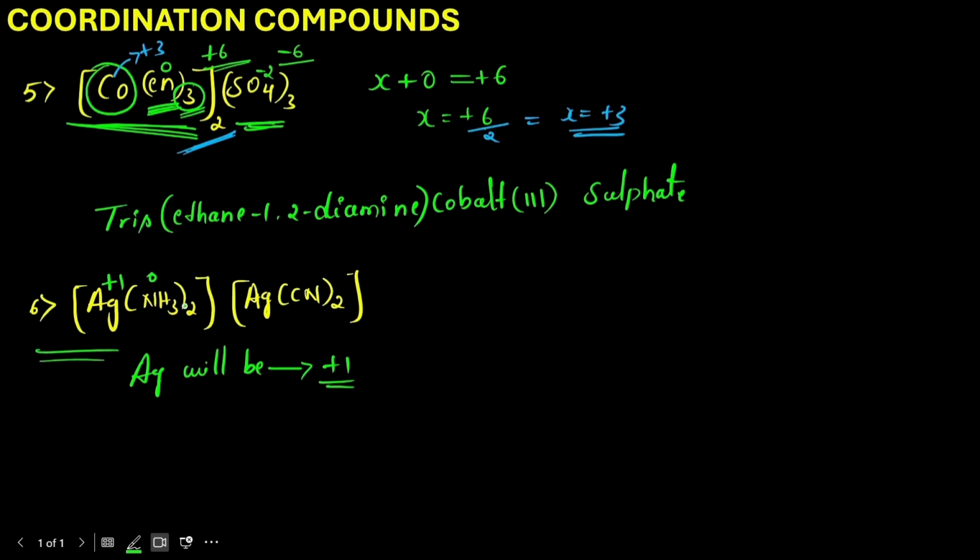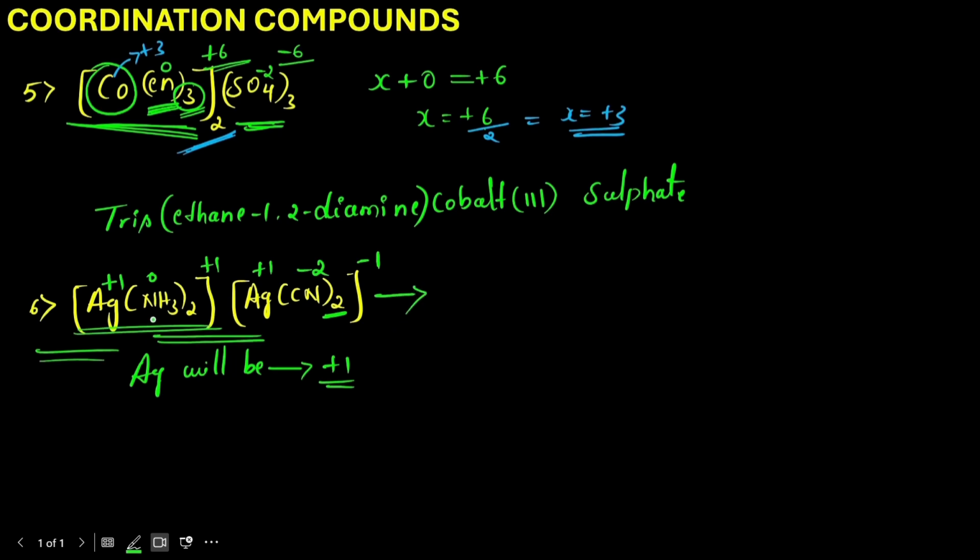Therefore, what is the charge on the coordination sphere? Plus 1. Here also, if you write +1 again, we know that CN is an anionic ligand, which will have a minus 1 charge. Minus 1 into 2 gives minus 2. What is +1 minus 2? That is minus 1. Among these two coordination pairs, we have to write the cationic complex.